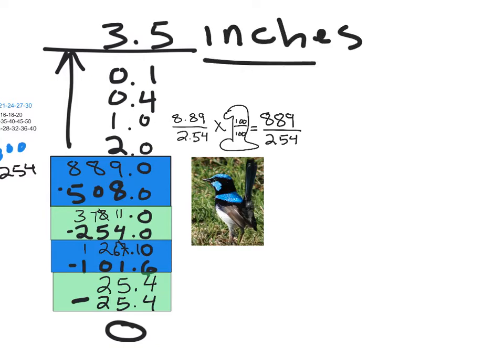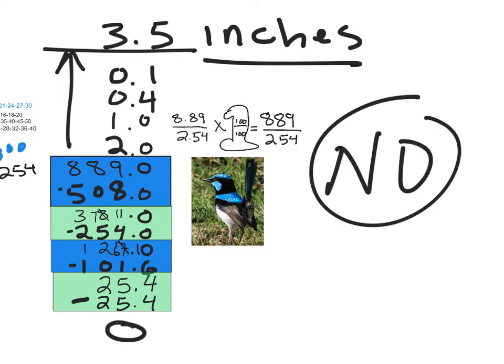So is he over 4 inches tall? No. Sorry, Billy Bluebird, but you are not. You are 3.5 inches tall, and hey, that is how you solve this problem.